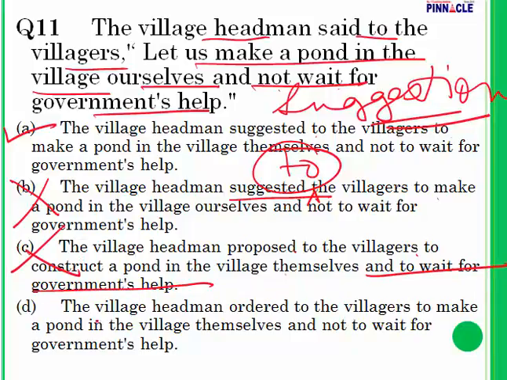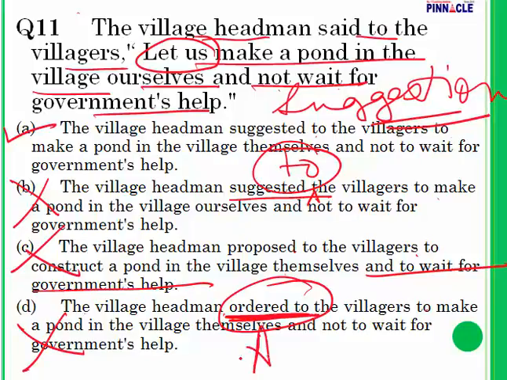Now let's take a look at part D. The village headman ordered the villagers. He is not ordering. He is making a suggestion. In all those sentences where let us is used, we are making a suggestion. We are not ordering. Like if I tell you, let us work hard and achieve our goal, let us work hard and work on our grammar, I am making a suggestion. I am not ordering you. An order would be, you have to work hard. So here my reporting verb is incorrect. So D also gets eliminated. So what is my answer? My answer is A.